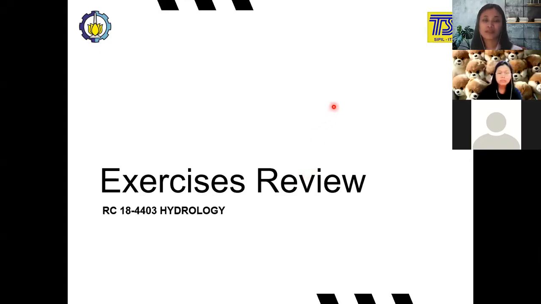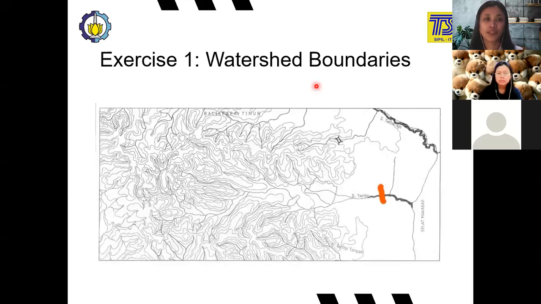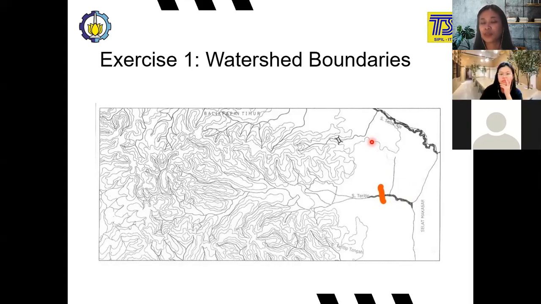Okay, first we will review our first exercise, exercise 1, regarding the watershed boundaries. I'm sure it will not be in the exam because you already did it in class, but maybe you want to know the correct answer or how to do it correctly, though I'm pretty sure you already did it mostly correct. Regarding these watershed boundaries, all of you have different watershed maps, so you will make different boundaries also.